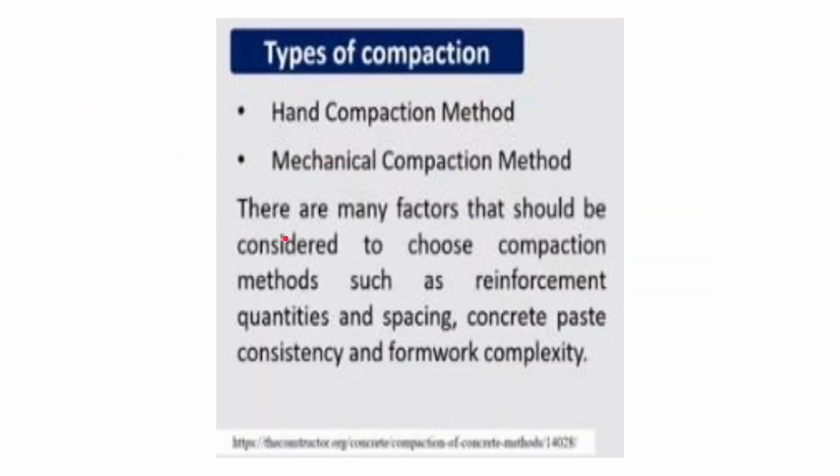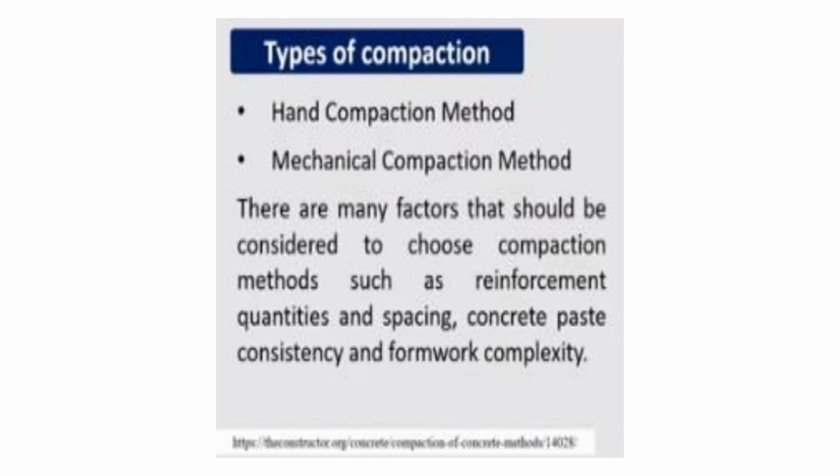So now let us see the various types of compaction. Okay, as we just simply discussed, now we shall go into detail. So basically, there are two types of compaction. One is hand compaction, and second is mechanical compaction. We just discussed that hand compaction is basically rodding and tamping, and mechanical uses some kind of vibrators, okay, vibrating machines and vibrating tables.